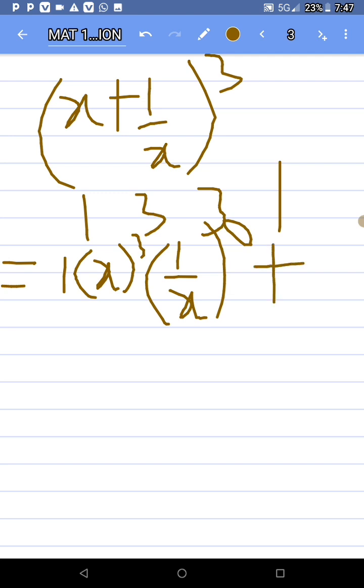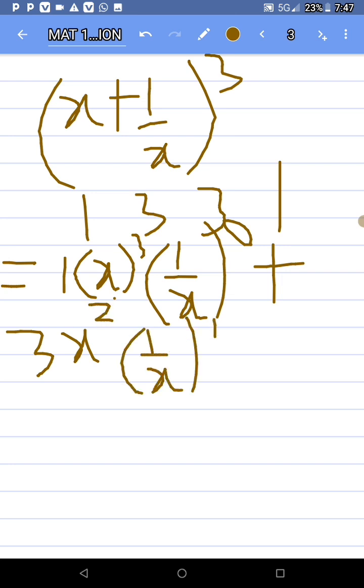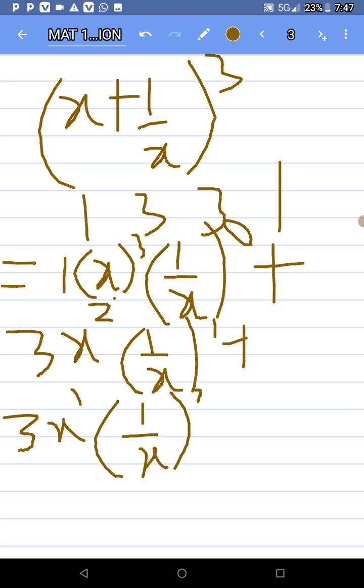Plus, write the next coefficient 3. Then write the first term x, reduce the power by 1 and increase the second term's power by 1. The first term's power reduces by 1, the second term's power increases by 1. So 3 minus 1 is 2, into bracket 1 over x, 0 plus 1 is 1. Plus the next one, 3x: 2 minus 1 is 1, into bracket 1 over x raised to power 1 plus 1, which is 2.